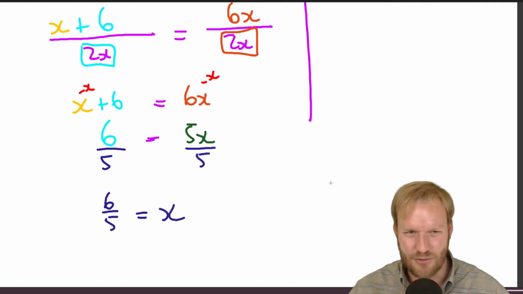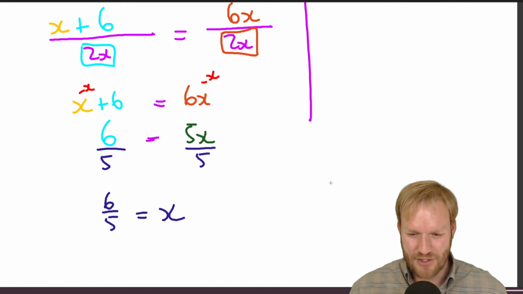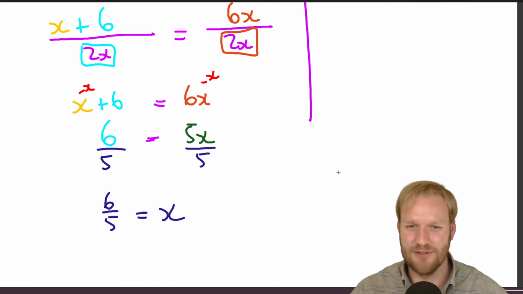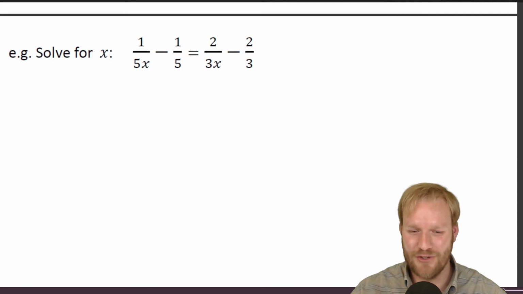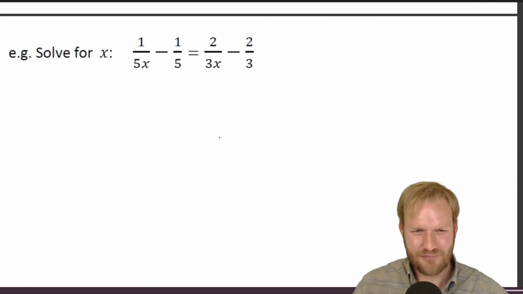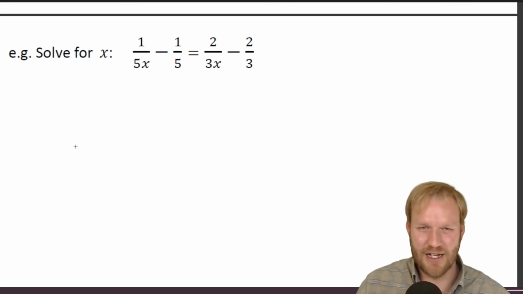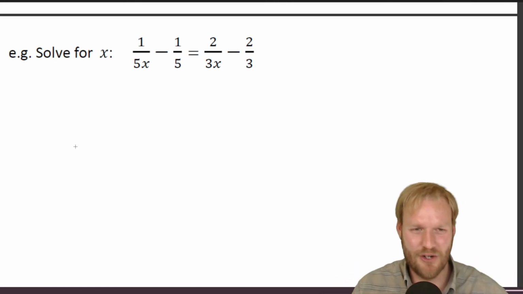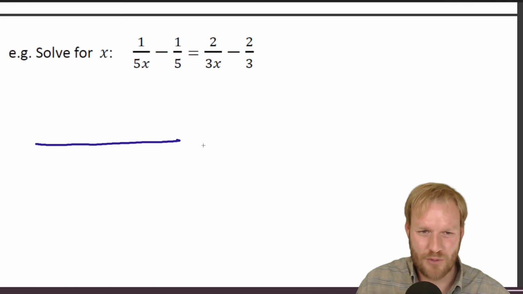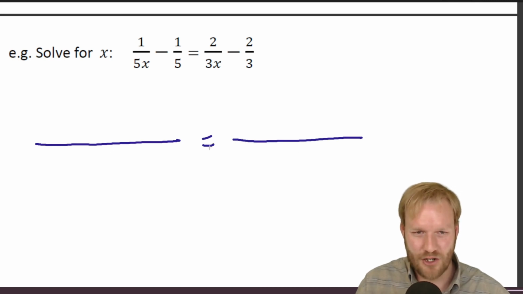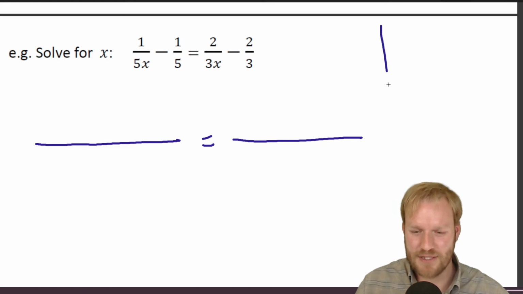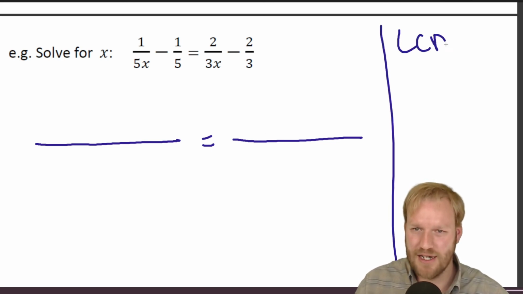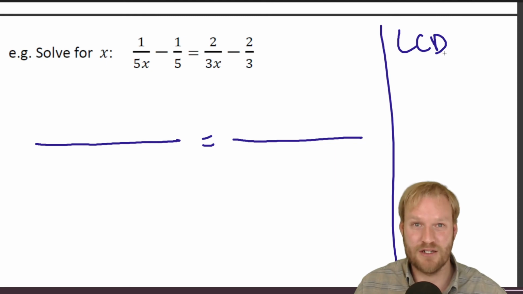If we really wanted to, we could go back and substitute it into the original equation, but I don't have time for that. So let's do our next example here. Now we've got a whole lot of fractions going on, but our strategy is helping us quite a lot, because what we want to do is write a lowest common denominator for the entire equation here. So in this case, what is our lowest common denominator?